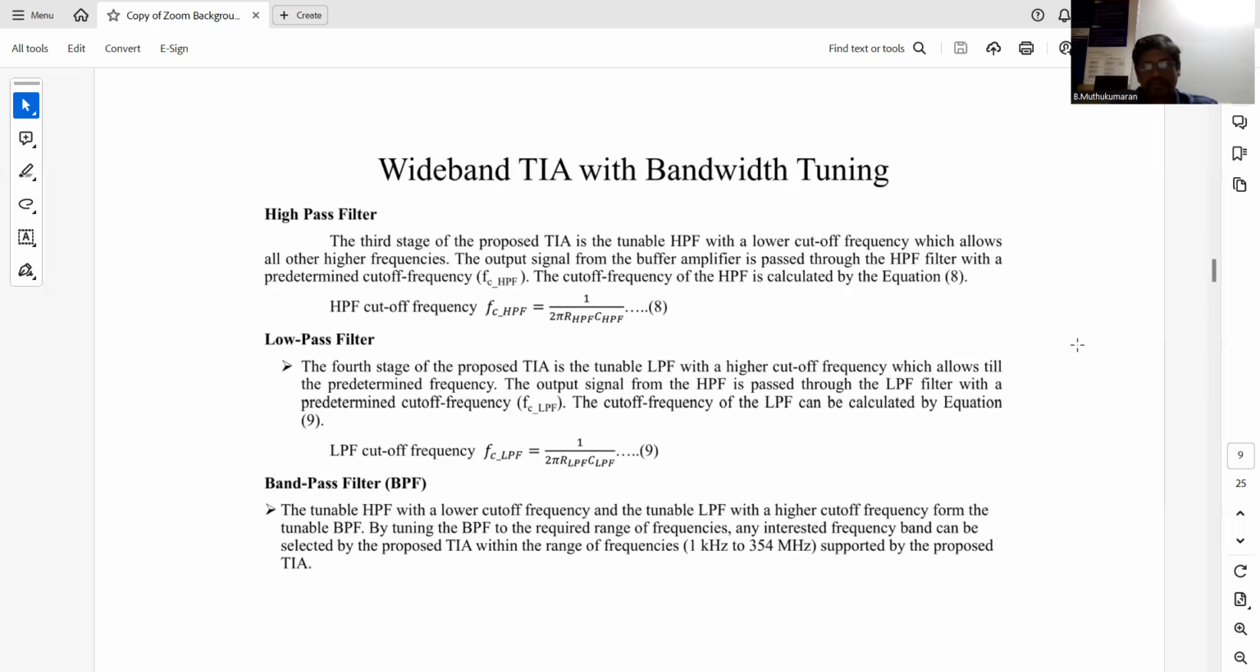And the band pass filter is provided, that is a tunable high pass filter with a lower cutoff frequency and a tunable low pass filter with a higher cutoff frequency. By tuning the band pass filter, the required range of frequency can be obtained, and the proposed TIA supports the range of frequency from 1 kHz to 354 MHz. It can be tuned from 1 kHz to 354 MHz. That will be very suitable for biomedical applications like NIRS applications.